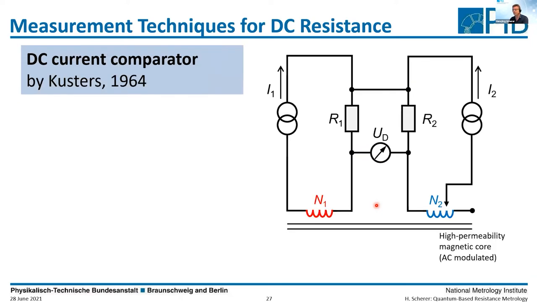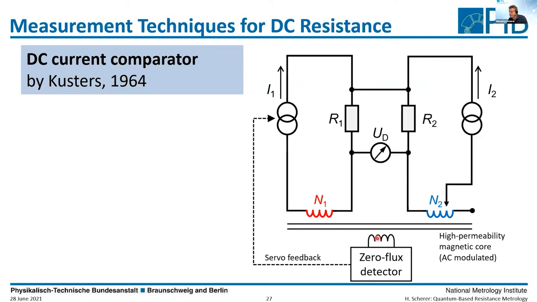And an old method that is still commonly used in room temperature resistance bridges is the so-called DC current comparator, which was invented by Kusters in 1964. And you see the scheme here. So you have these two circuits with the two resistors and the two current sources. And then in each of these circuits, you have windings or coils with a different number of windings. And here you can adjust the number of windings with a slider. The fluxes from both windings are coupled to a high permeability magnetic core, which you can also AC modulate or wobble to get a different system.